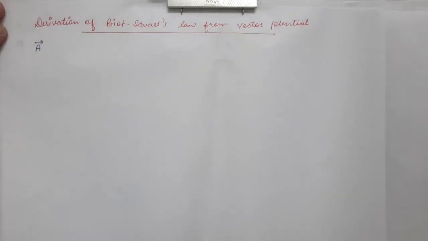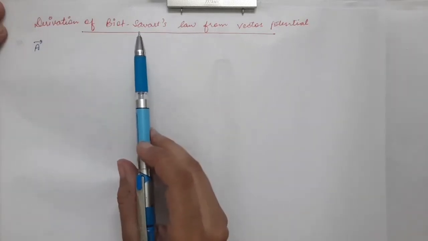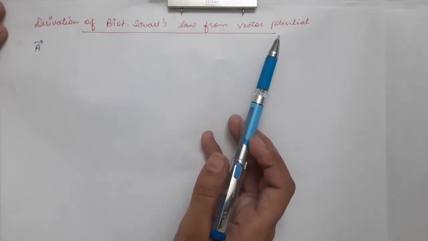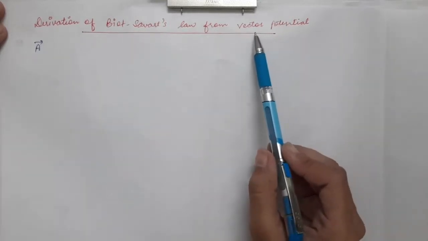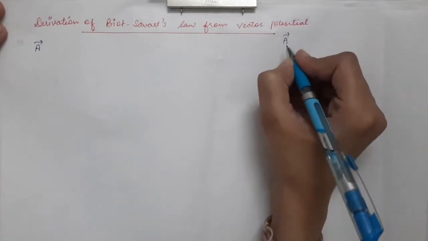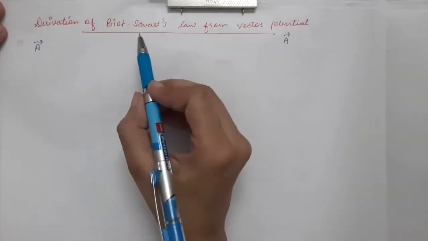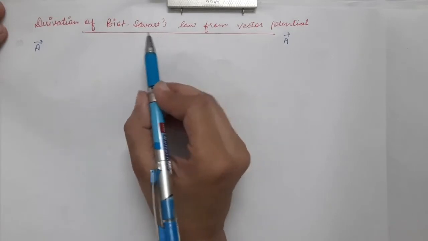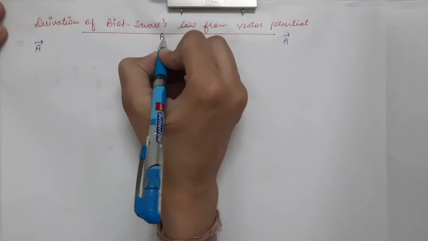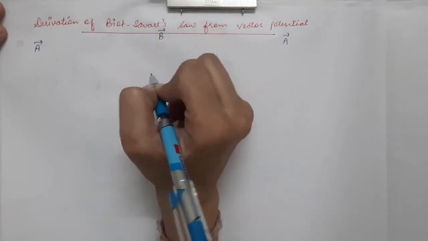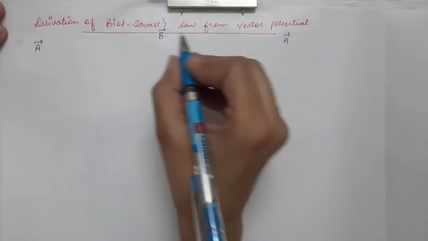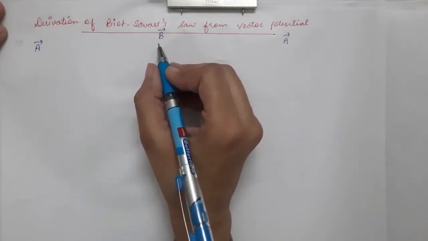The next article is the derivation of the Biot-Savart law from the expression of the vector potential. If you have the expression of the vector potential, that is the A vector, how can you derive the Biot-Savart law? We know that the Biot-Savart law gives us the magnetic field, that is the B vector. So if you have the vector potential A, how can you obtain the expression of the B vector?